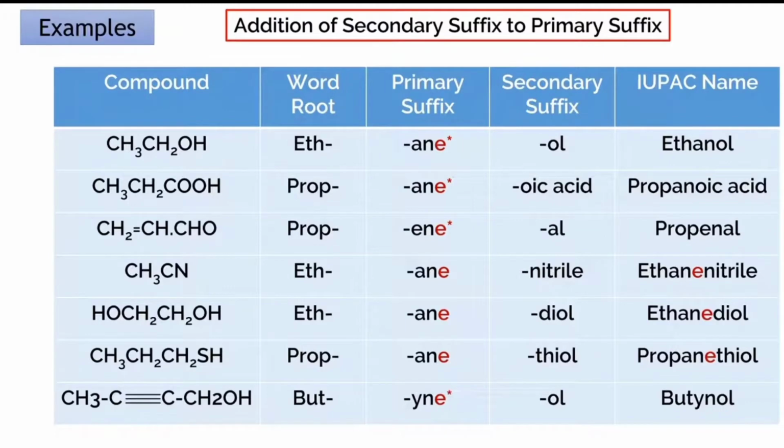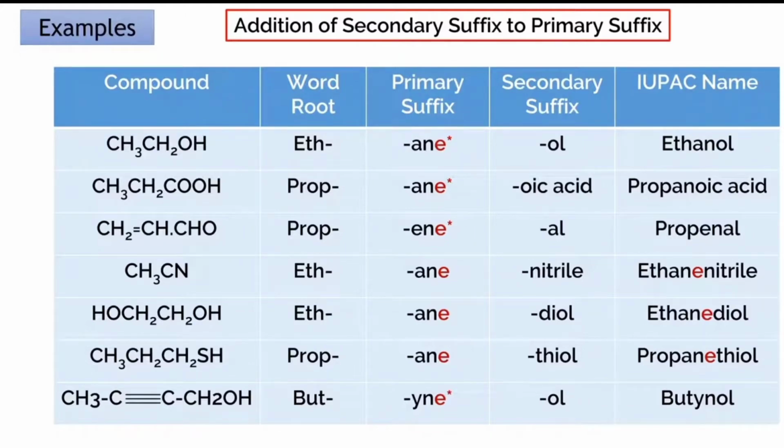So, here you have the word root as eth. Why? Because there are two carbons, and your primary suffix is ane because there is no double bond or triple bond I can see there, and your secondary suffix is ol because the functional group is alcohol. So, the name is ethanol. Can you see the E in the ethanol? No, right? Why? Because in ol, O is a vowel. So, that's the reason why I have dropped the E.